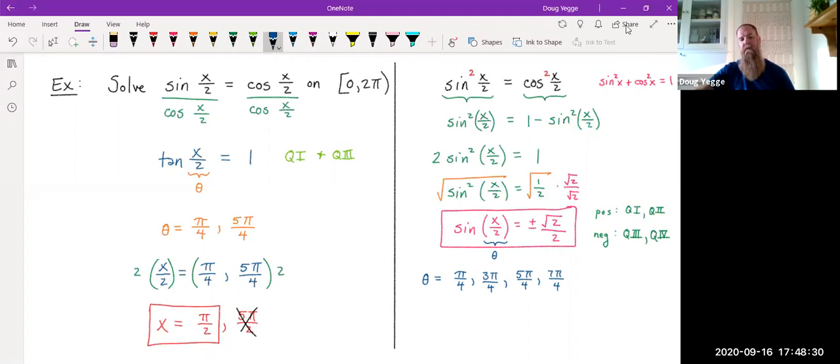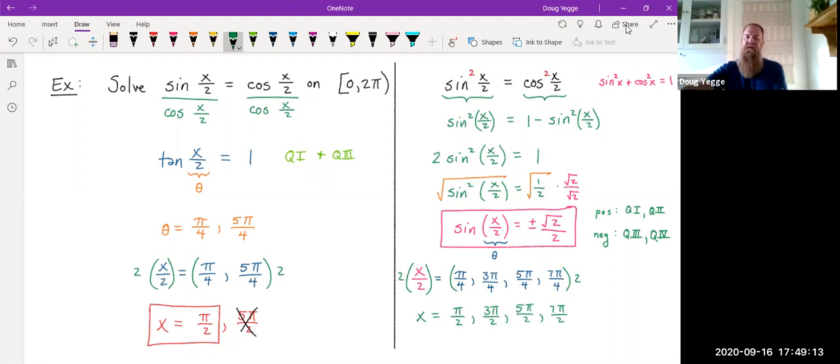Okay? But keep in mind that we're actually not solving for where theta equals each of those. We're making sure that we're solving for x over 2. Because now in order to solve for x, we have to multiply both sides by 2 to get our actual solutions. Which means that x is equal to 2 pi over 4, which is pi over 2, 6 pi over 4, which is 3 pi over 2, 5 pi over 2, and finally 7 pi over 2.